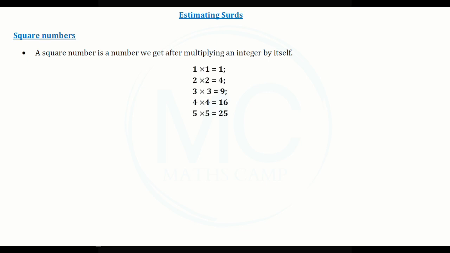So we can see that 1 times 1 is 1, 2 times 2 is 4, 3 times 3 is 9, 4 times 4 is 16, and 5 times 5 is 25.